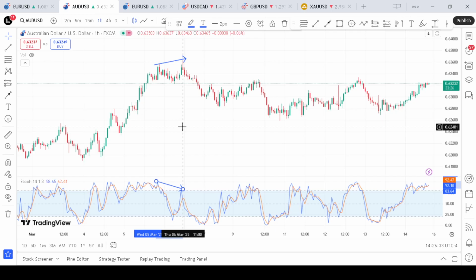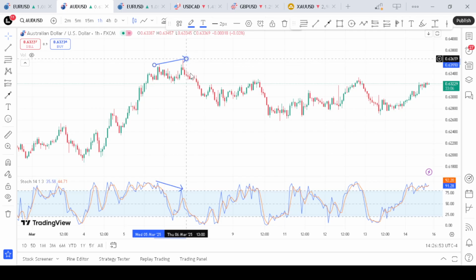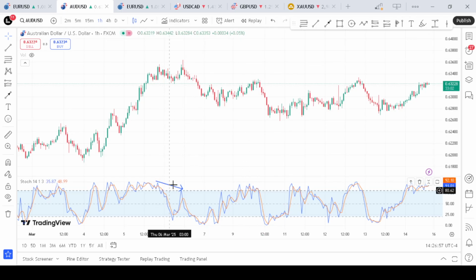The stochastic oscillator's ability to track momentum changes before price shifts makes it a valuable tool for traders seeking to anticipate market movement. It works best when combined with other tools like support and resistance levels or trend lines for additional confirmation. Now let's see how we can implement this stochastic oscillator in our trading strategy.